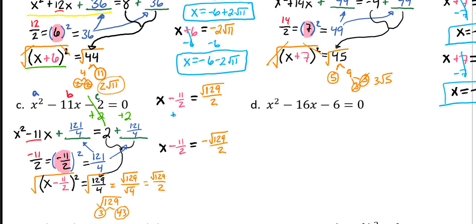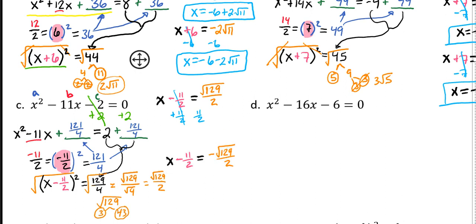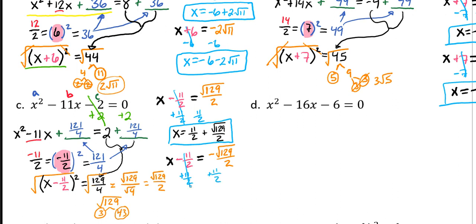So we're going to add 11 over 2 to both sides. Let's just move this down a little bit so we have enough room. Because 11 over 2 doesn't have a radical, we're able to write our final answer as x equals 11 over 2 plus the square root of 129 over 2. And that's our first solution. For our bottom problem, we'll add, again, 11 over 2, which is going to give us x equals 11 over 2 minus the square root of 129 over 2. And that is our final answer.